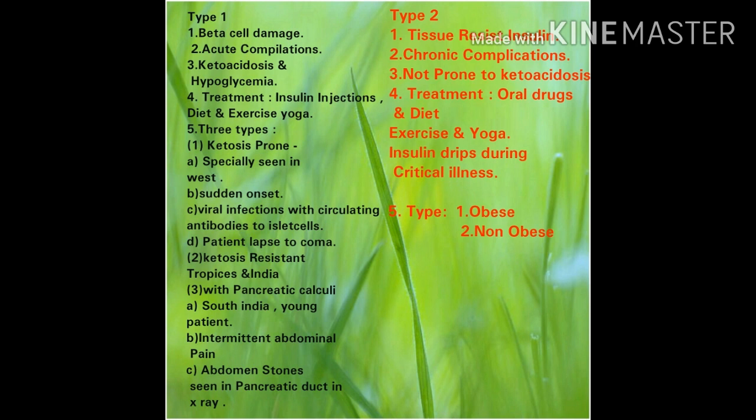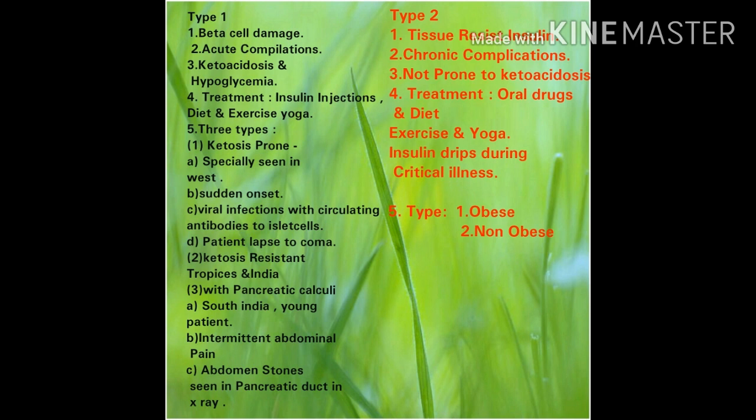Type 1 diabetes is of three kinds, which we discussed in previous videos also, and we will discuss them very briefly. The first one is ketosis prone diabetes. It is especially seen in Western countries. It has a sudden onset, and can also be found in patients after viral infection, and the patient may lapse, or we can say go into a coma.